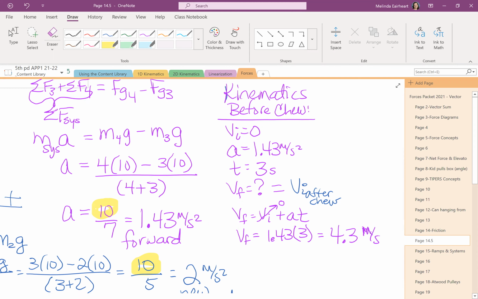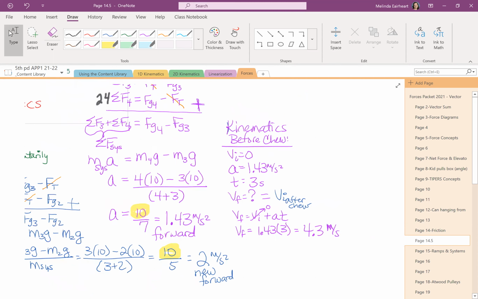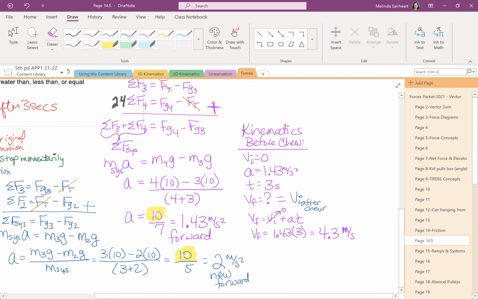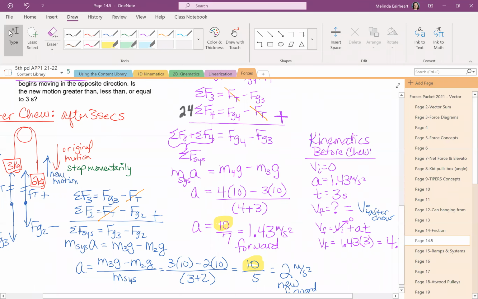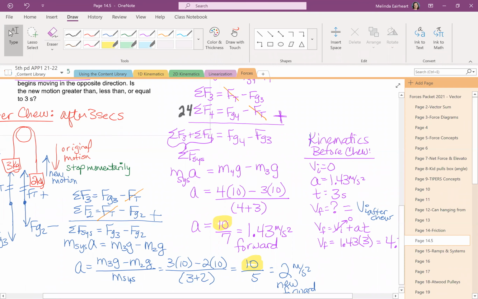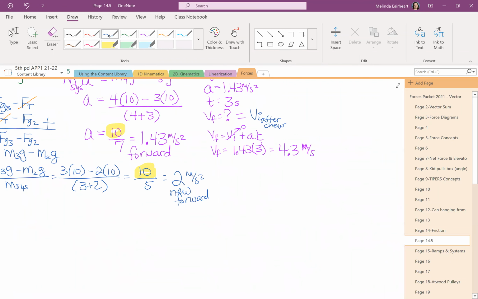Then we need to know the timing, actually. I'm running into a mental issue there, though, because we don't know where it's going to return to. Is the new motion greater than, less than, or equal to 3 seconds? Maybe they just wanted us to solve and compare the accelerations. Here's where my mental block is coming.